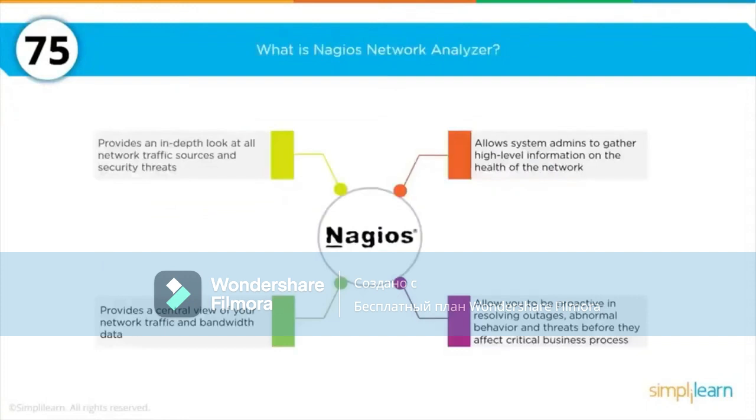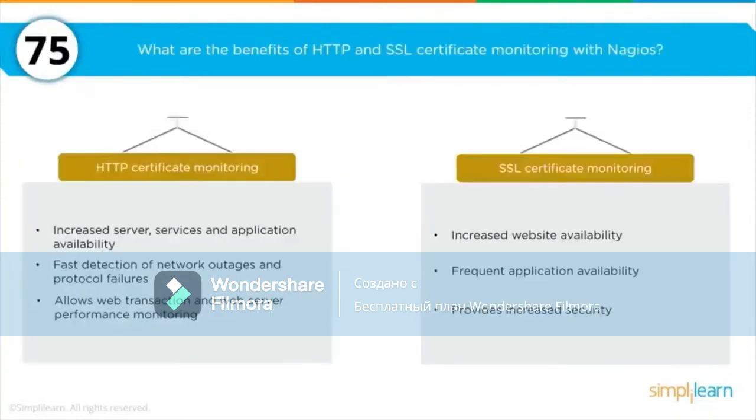So what is the Nagios Network Analyzer? And again, hold out your 4 fingers because there are 4 options here. The Nagios Network Analyzer 1, provides an in-depth look at all your networks and security threats. 2, allows you to gather high-level information on the health of your network. 3, provides a central view of your network traffic and bandwidth data, and then 4, allows you to be proactive in resolving outages and abnormal behavior.